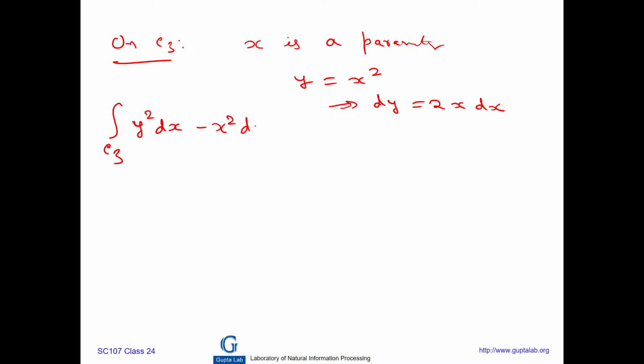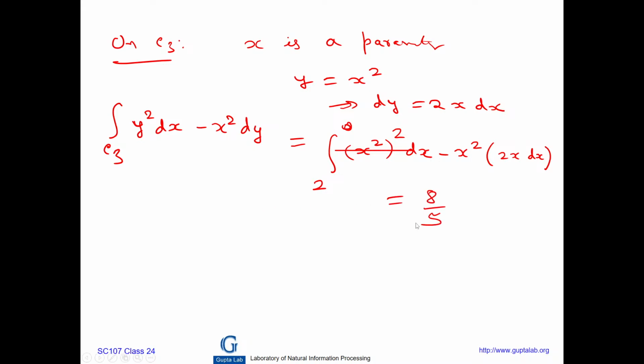minus x square dy, this is what we want to compute, will be integration 2 to 0 x square whole square dx. Okay, because x is varying from 2 to 0, right? And then minus x square 2x dx. So whole thing you can simplify, this value turns out to be 8 by 5, right?